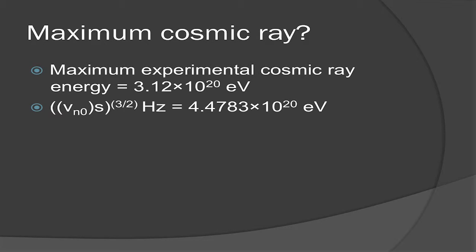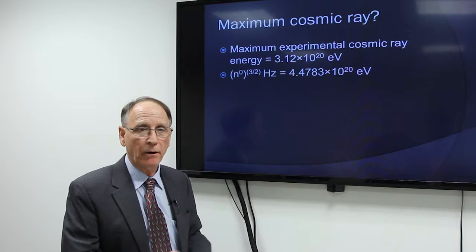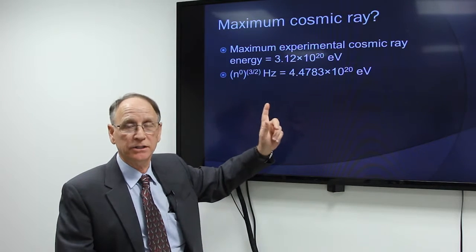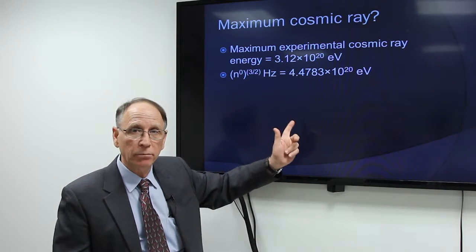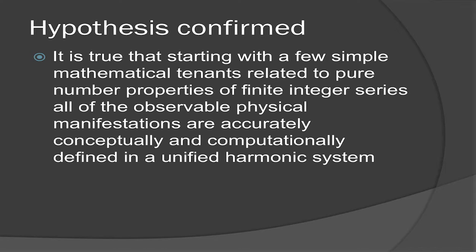What's the maximum energy of a cosmic ray? If you measure it experimentally, it's 3 times 10 to the 20th electron volts. How can you possibly predict that from this model? Super simple. The neutron frequency raised to 3 divided by 2 equals 4.5 times 10 to the 20th power. This prediction is more accurate than the existing one. So this is super simple and super on the money. I believe the hypothesis is confirmed.